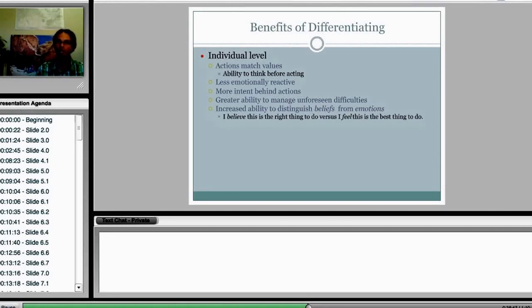So there's a greater tendency to think before acting, there's less emotional reactivity as I just described, and again, there's a greater level of intent with actions. Because of that, there's a greater level of rational flexibility, thought flexibility as well, and emotional flexibility. And there's a distinction between what I feel and what I know to be true. That's something that's very hard to distinguish.